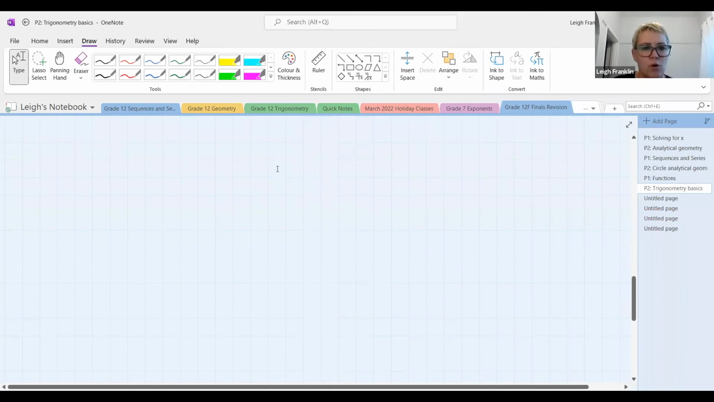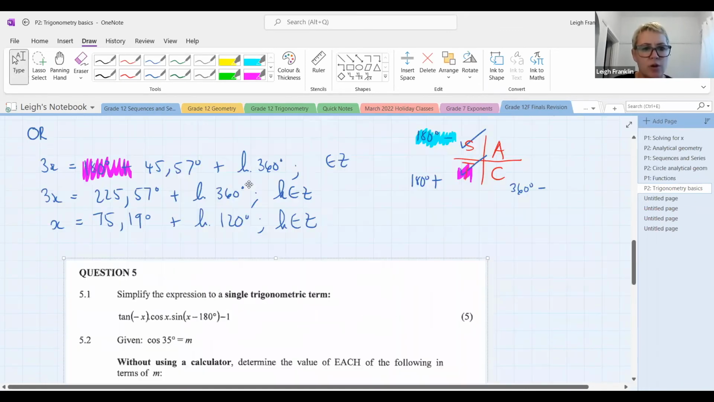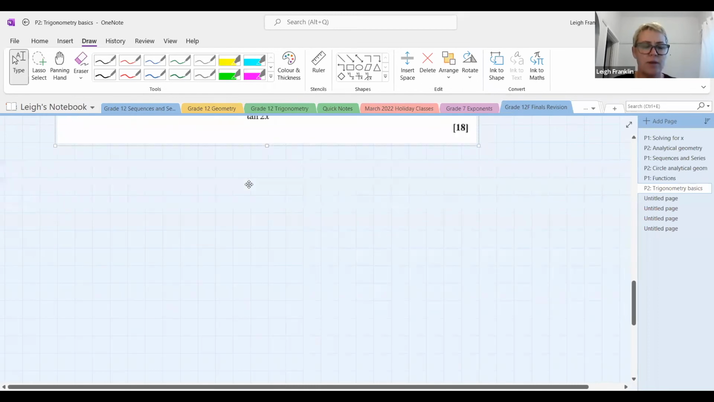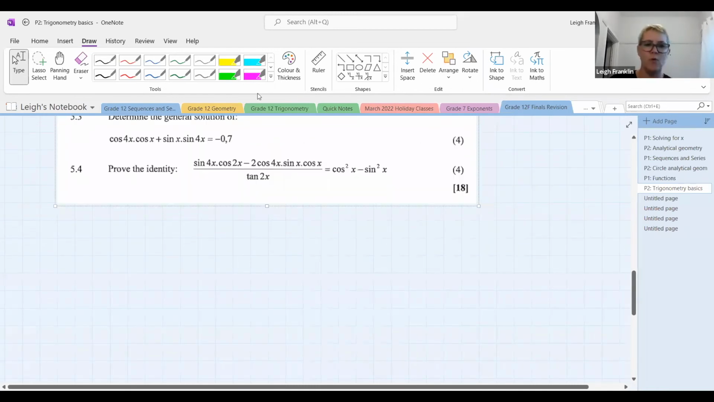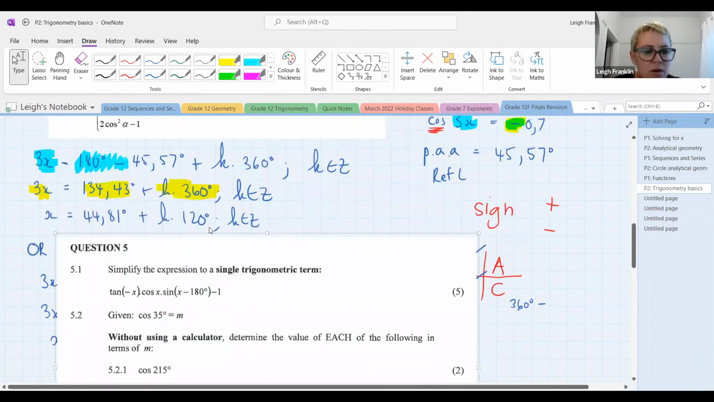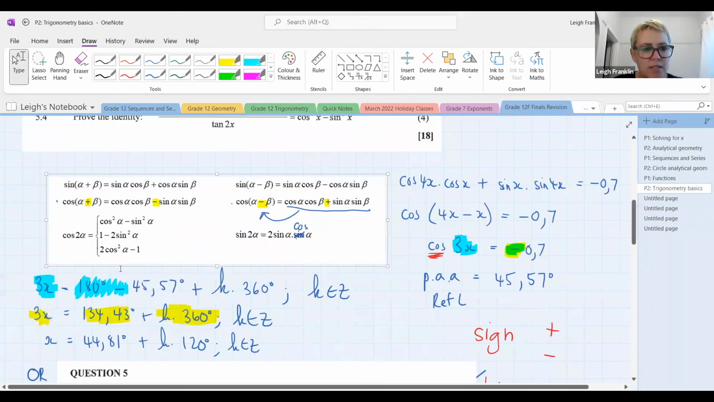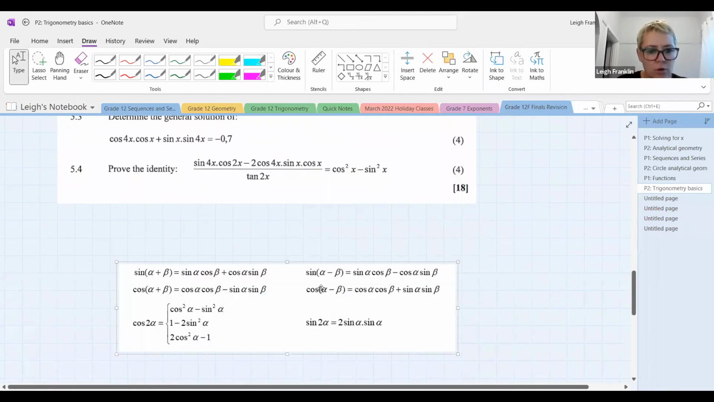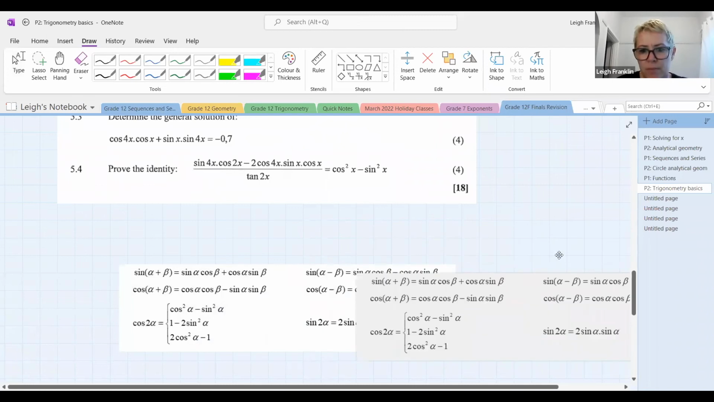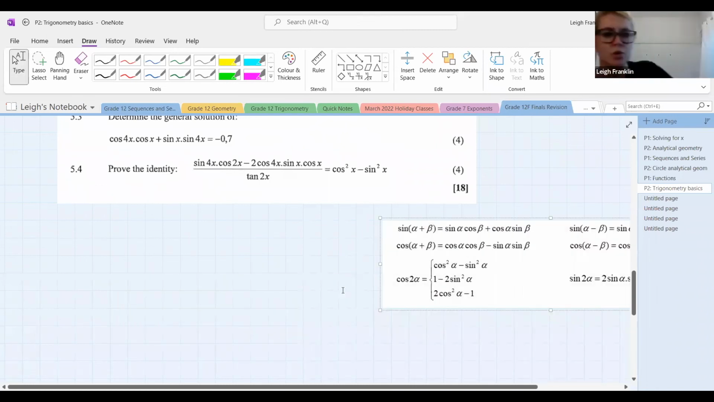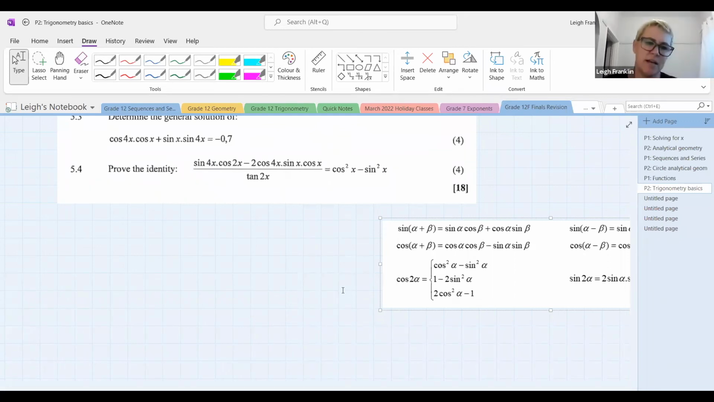Obviously, we've worked through all the questions. It's only the identity that we now want to prove. So we're on 5.4. Let's also bring our identities with us so we've got them close to hand, and I'll put them there on the side. Looking at our identity, on the left-hand side in the numerator is this whole long sine 4x cos 2x minus 2 cos 4x sine x cos x, which is really quite intimidating, all over tan 2x.